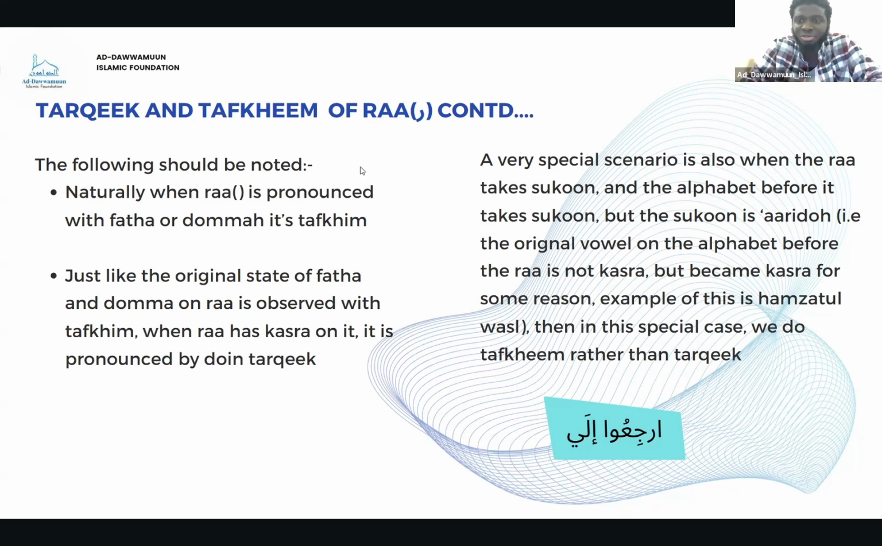A very special scenario is also when the raw takes sukun and the alphabet before it takes kesra, but the kesra is arido. That is, the vowel on the alphabet before the ra is not originally kesra, but became kesra for some reason.